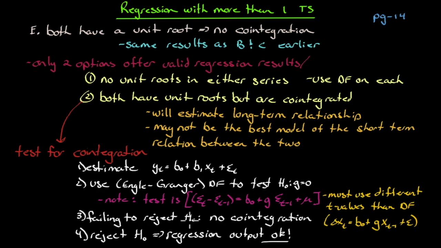So if you fail to reject H naught, there is no co-integration, which means you go all the way back up here. Both have a unit root, no co-integration. You have to stop, at least stop doing things the way we're doing things now. If you reject H naught, therefore they are co-integrated. Regression output will be okay, but again, that caution comes into play.